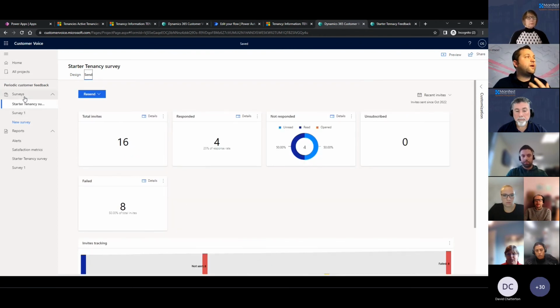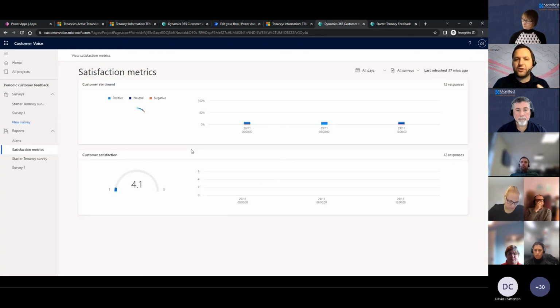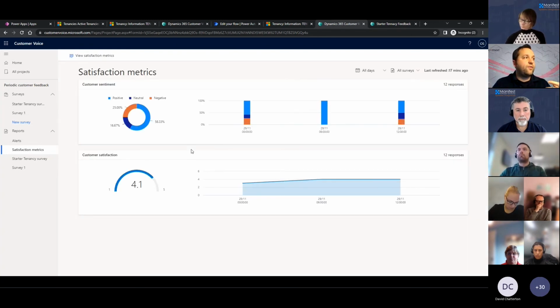But also, because the survey included some satisfaction metrics, what we can actually have a look at is generally what are our starter tenancies feeling? Are they satisfied? Let's get an understanding about some of those metrics. So once this loads, it will show you those. And it was actually the first question, which was that star question around the customer satisfaction. So we're at 4.1. That's okay. That's pretty good. It seems to be increasing, which is really, really nice.